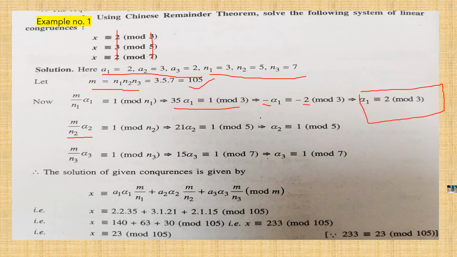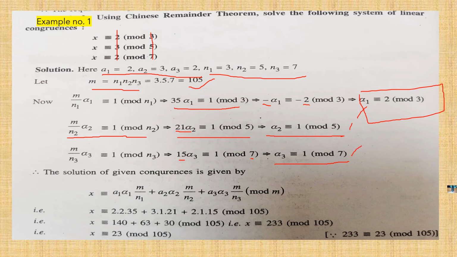Similarly, if we take the second equation, M upon n2 alpha 2 congruent to 1 modulo n2, by using the above values we get this one. On dividing by 5, we get remainder 1. So alpha 2 is congruent to 1 modulo 5. The second solution is found here. Similarly, we take M upon n3 alpha 3 congruent to 1 modulo n3. If we divide by 7, we get remainder 1, so we get the solution of alpha 3. So we have the solutions of alpha 1, alpha 2 and alpha 3.